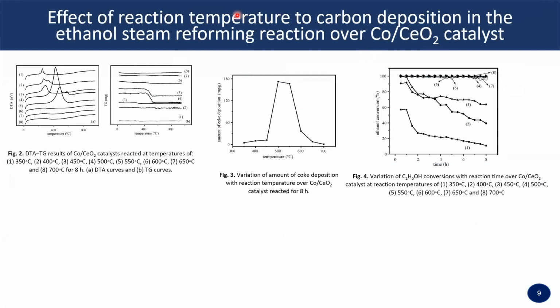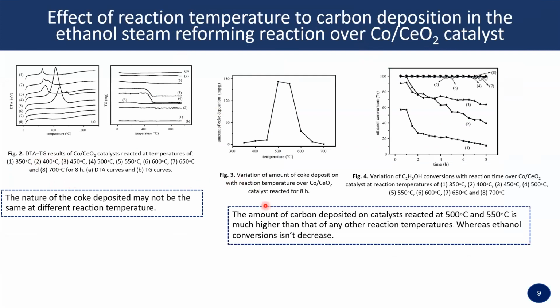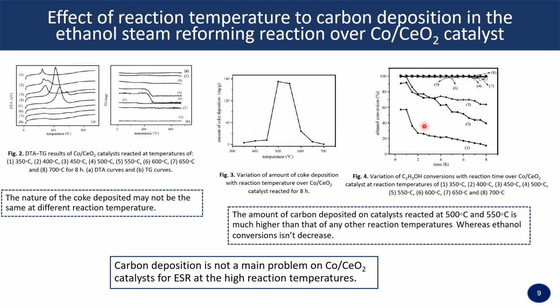For the effect of reaction temperature on carbon deposition, the DTA-TG result in figure 2 indicates that the nature of coke deposit may not be the same at different reaction temperatures. And figure 3 shows the amount of carbon deposit on catalyst reacted at 500 or 550 degrees Celsius is much higher than at any other reaction temperature, whereas figure 4 shows ethanol conversion is not decreased, suggesting that carbon deposition is not a main problem on cobalt on silicon oxide catalyst for ethanol steam reforming at high reaction temperature.